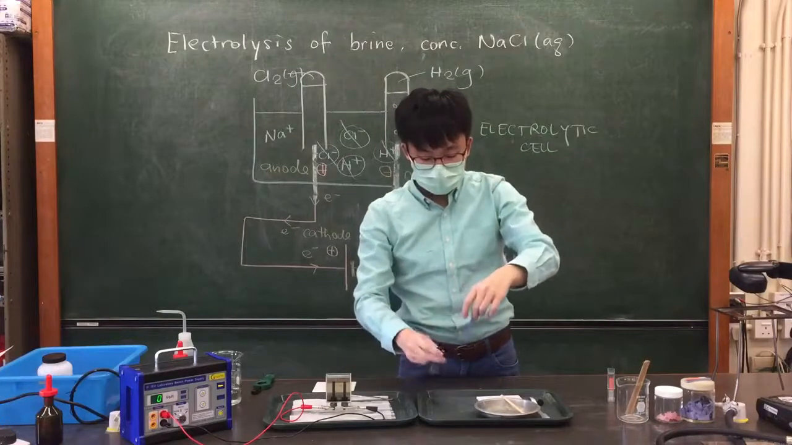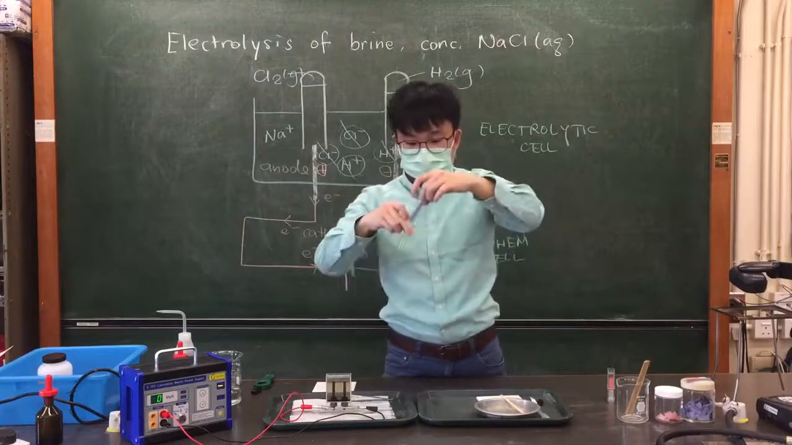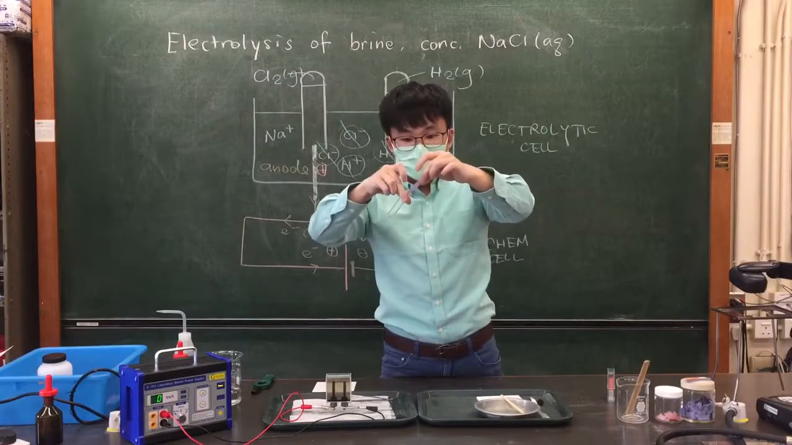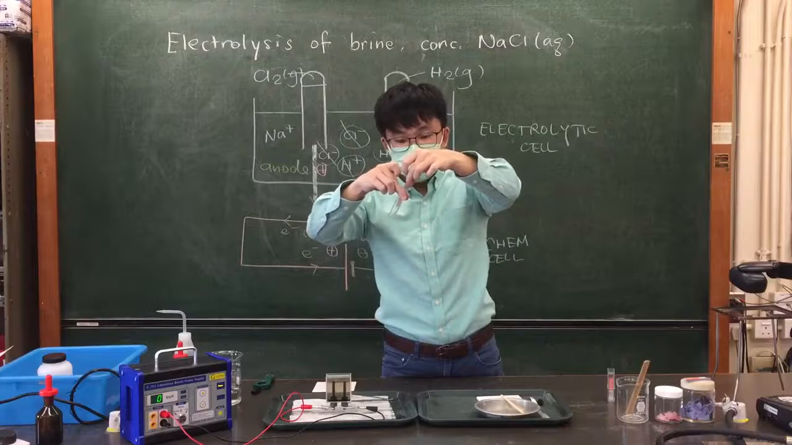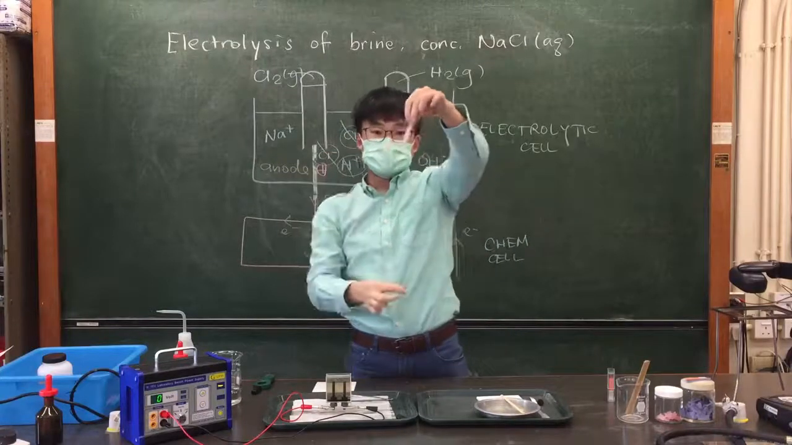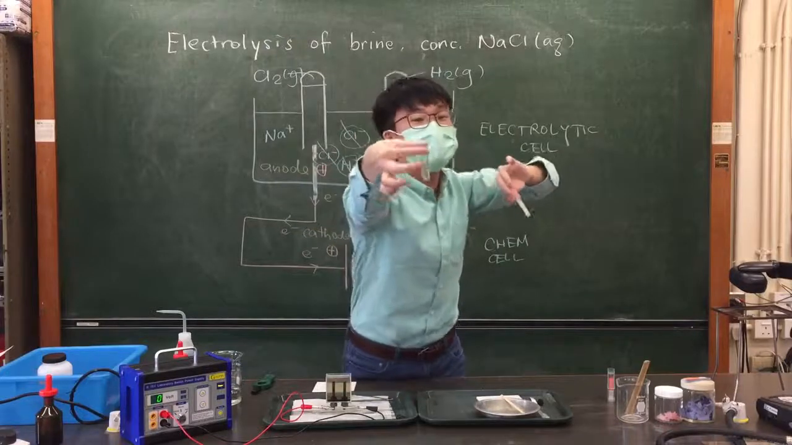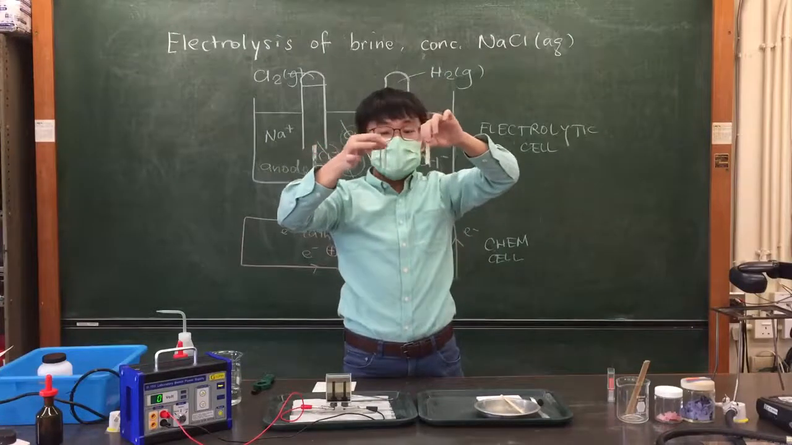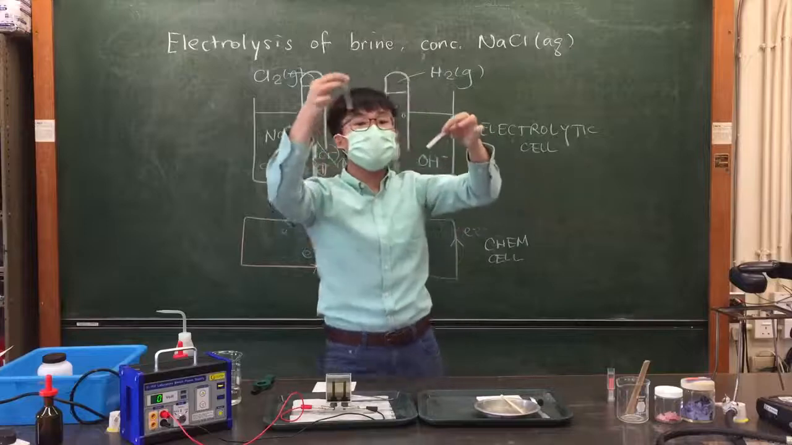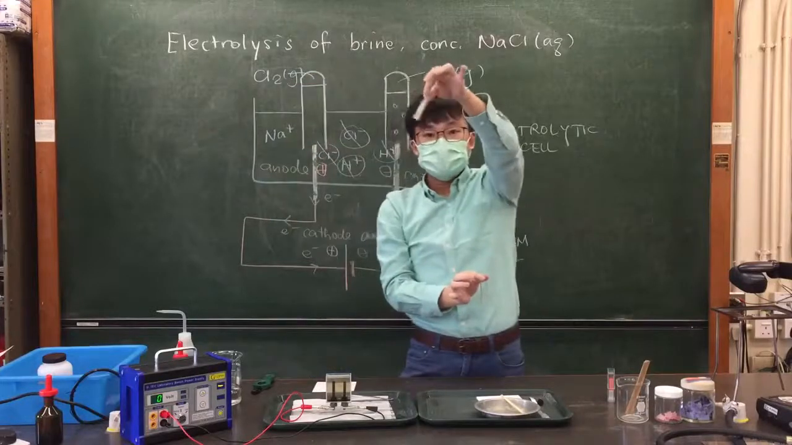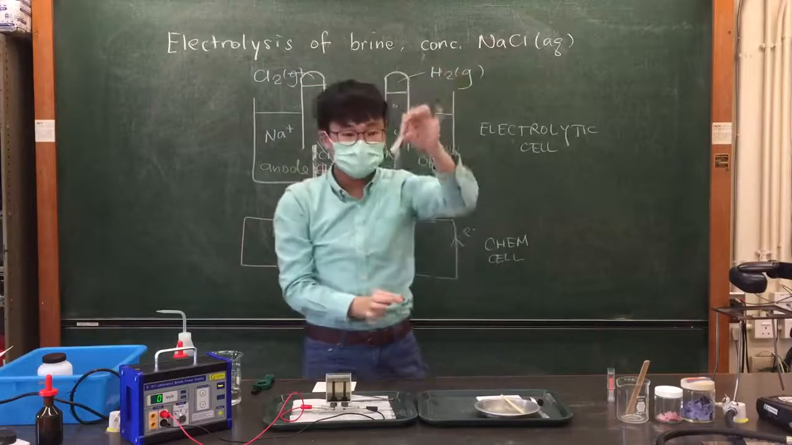Okay, let's see. It becomes red and completely white. Alright, and of course I cannot let you smell here, but let's see. It is yellowish green and it got a very huge swimming pool smell. Okay, the bleaching effect because of the hypochlorite ions.